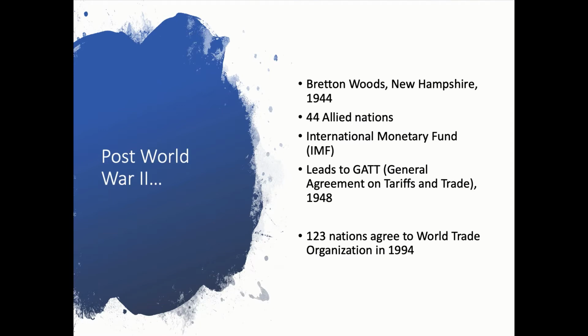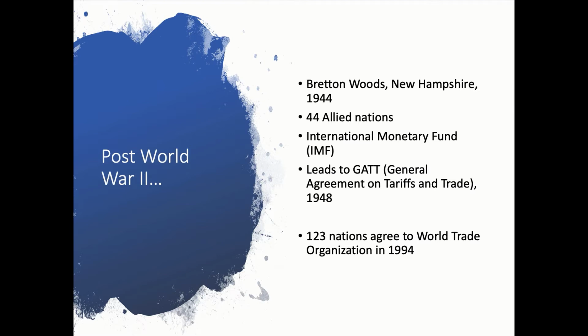Some of the things that were set up at Bretton Woods was the International Monetary Fund, which is now part of the World Bank Organization. And those kinds of agreements led to GATT in 1948. GATT, the General Agreement on Tariffs and Trade, was a set of very important agreements among nations to try to provide organized procedures for international trade. Now, by the time we get to 1994, 123 nations from around the world have agreed to establish the international organization known as the World Trade Organization.